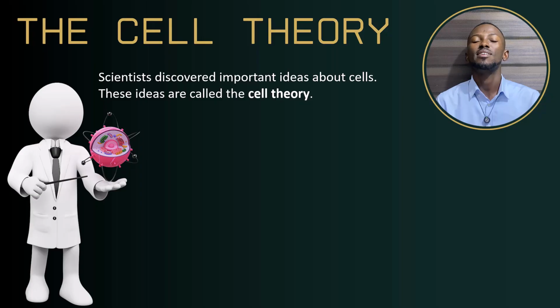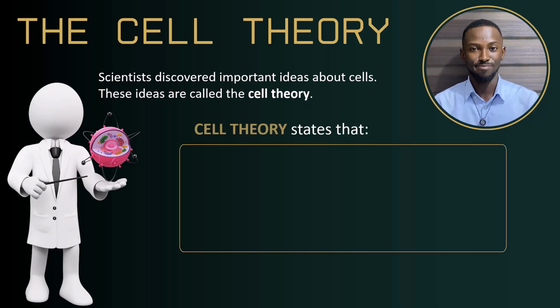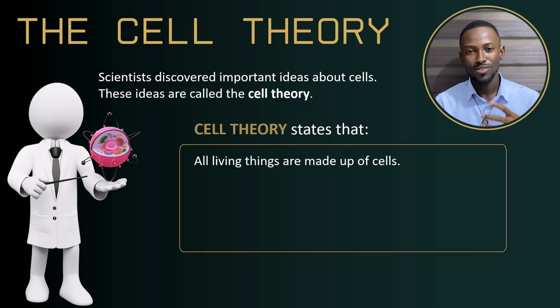Scientists discovered important ideas about cells, and these ideas are known as the cell theory. So what exactly is cell theory? The cell theory has three main components. The first aspect of the cell theory that scientists came up with is this: they believe that all living things are made up of cells. That is one interesting aspect of the cell theory. All living things are made up of cells.